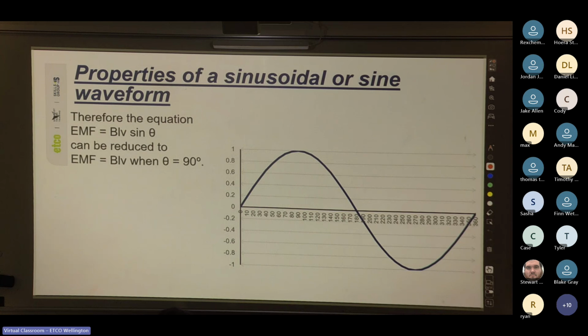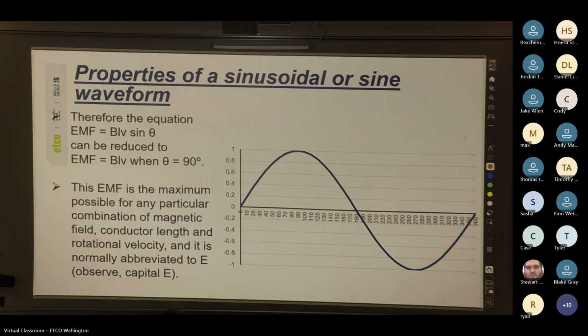Cool. So therefore, the equation EMF = BLV sine theta can be reduced to BLV when theta is 90 degrees. But you probably won't have to do that calculation. So this EMF is the maximum possible for any particular combination of magnetic field, conductor length, and rotational velocity, and is normally abbreviated to E.